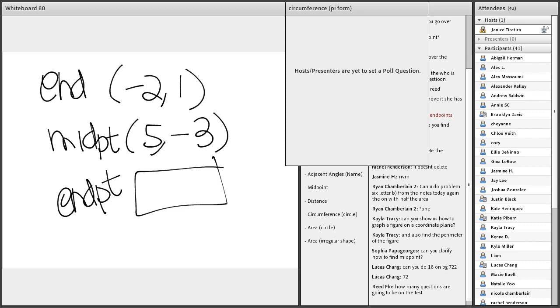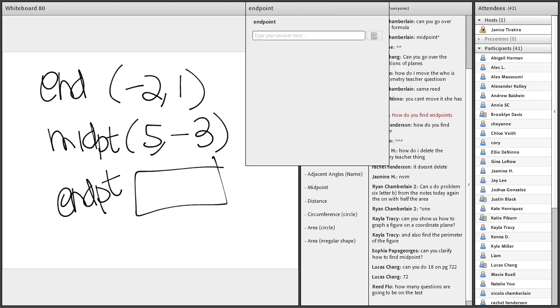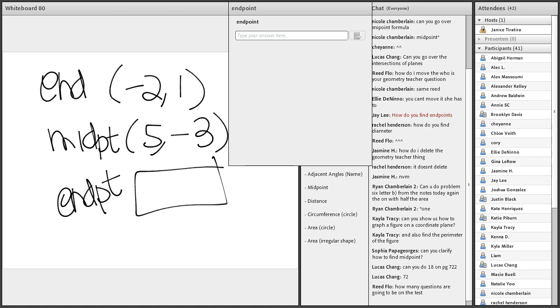I'm just typing it right now. Hold on. Let's see, endpoint. If you could put the parentheses and then your answer, okay? The poll is open, right here in the middle. Type in your answers, not in the chat box, but in the poll. I got one answer so far out of 40 of you. Someone wrote the word but not the answer.